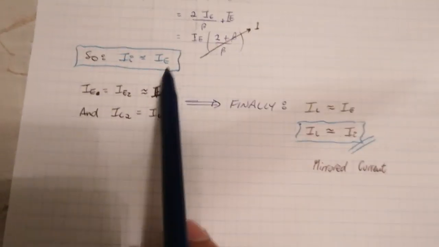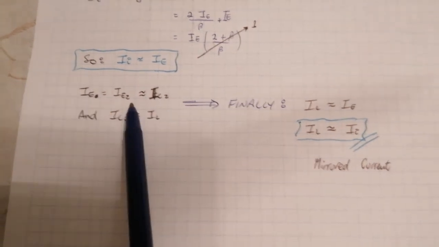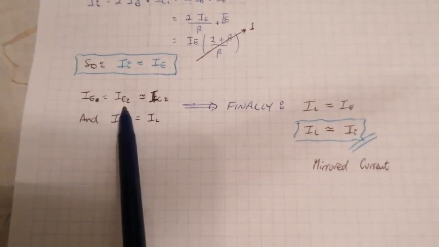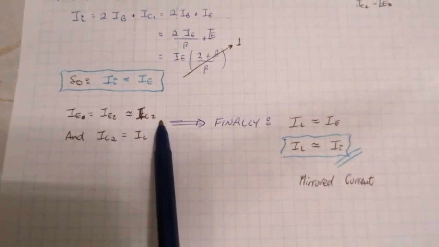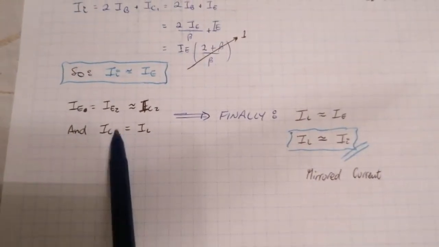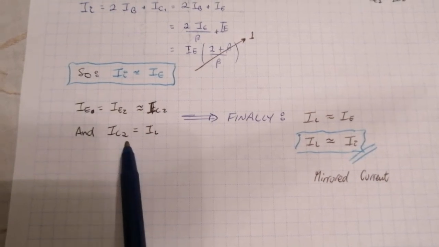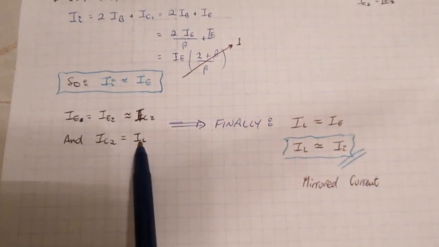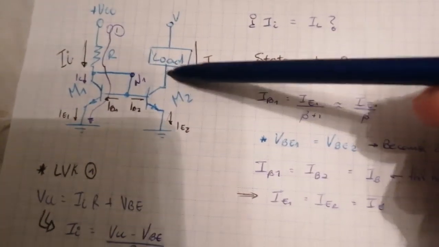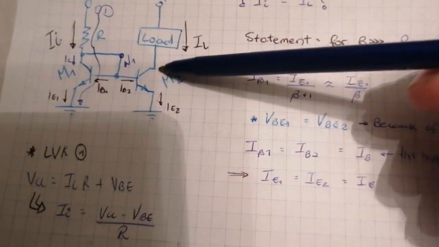So we can say that the emitter 2 current is approximately the same as the collector 2 current. And we also have to know that the emitter 2 current is the same as the load current. It's going to be right here, because we don't have any more branches here. This current is the same as the one right here.